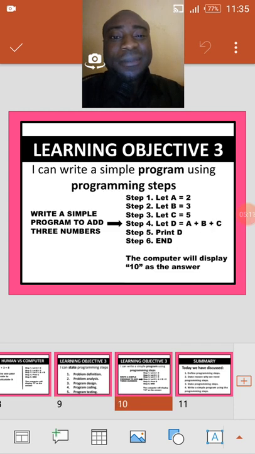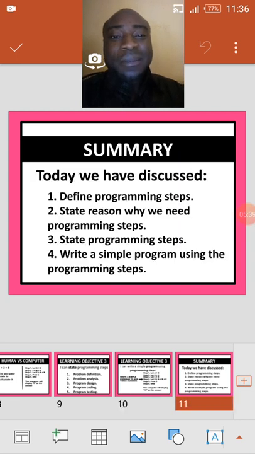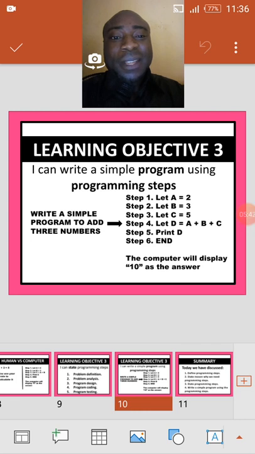Look at it. We are writing a simple program to add 3 numbers. The step 1 we are to take is let A equals 2. Step 2, let B equals 3. Step 3, let C equal 5. Step 4, let D equal A plus B plus C. And step 5, print D. And step 6, end. That is how a computer works on instruction.